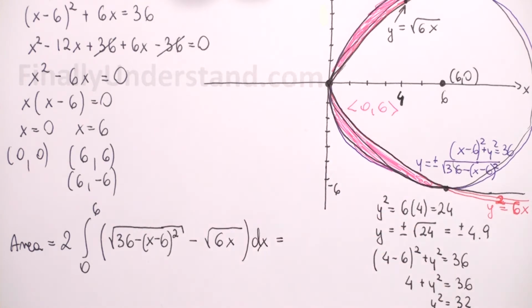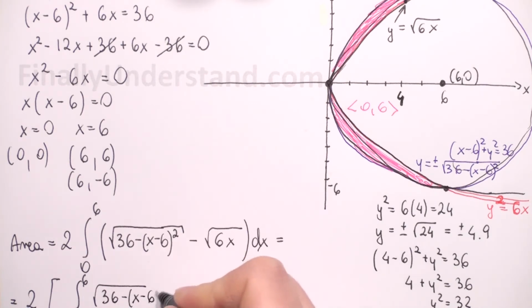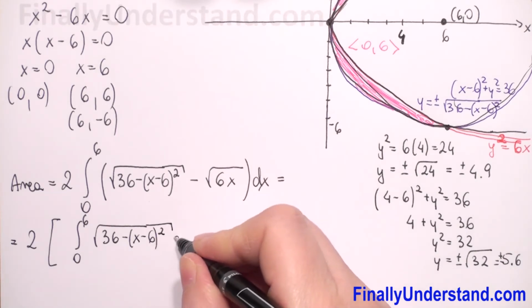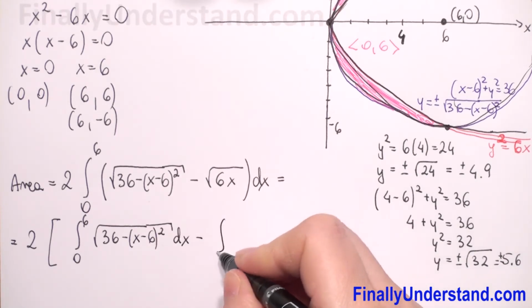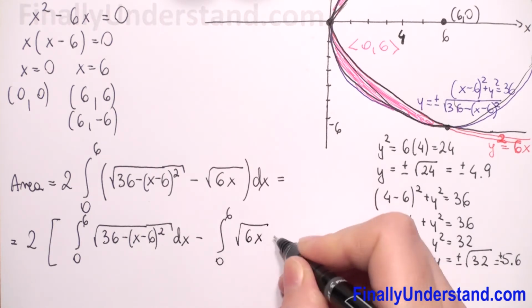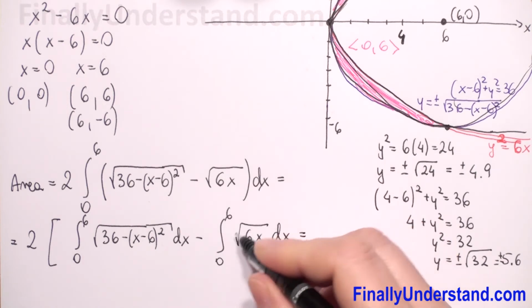This is equal, we have 2 times, and in brackets I will rewrite our integral of difference to difference of integrals. So it will be integral from 0 to 6 of square root of 36 minus (x minus 6) to second power dx, minus integral from 0 to 6 of square root of 6x dx. The second integral is very easy.